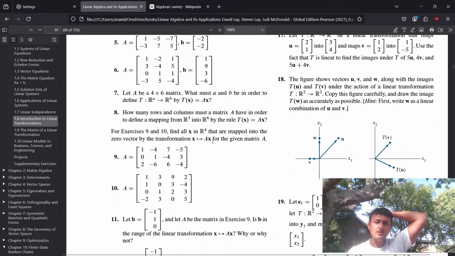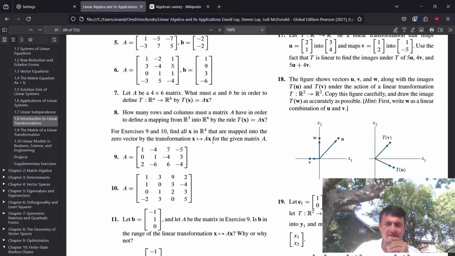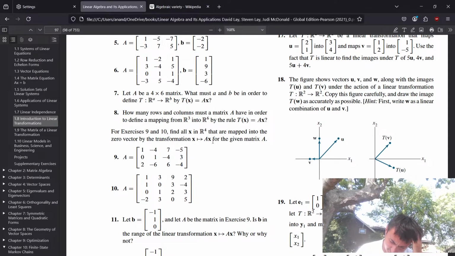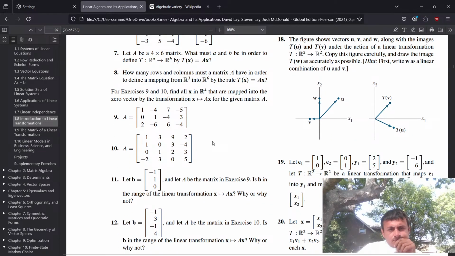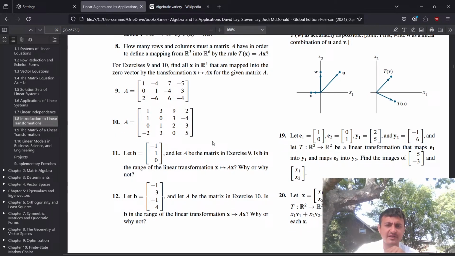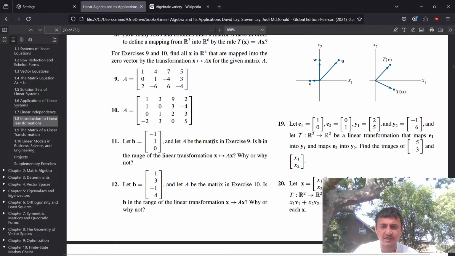All right, how many rows and columns must a matrix have to find a mapping from R3? Okay, so then 8. We have T that goes from R3 to R6. So then it's going to be a 6 by 3 matrix. I guess another way to think about it is that the input dimension and the number of variables, i.e., the number of columns, has got to be the same. Otherwise, you can't even evaluate it.